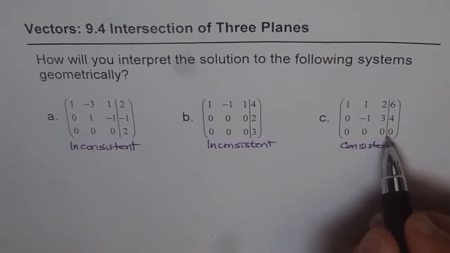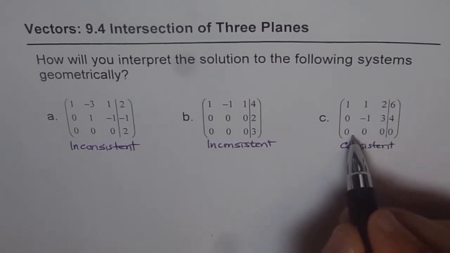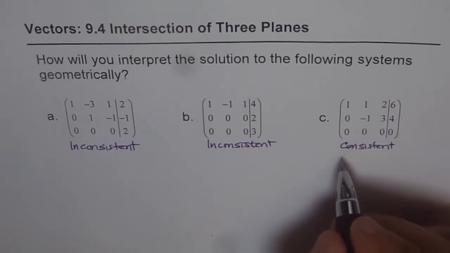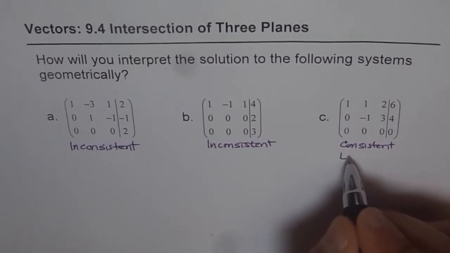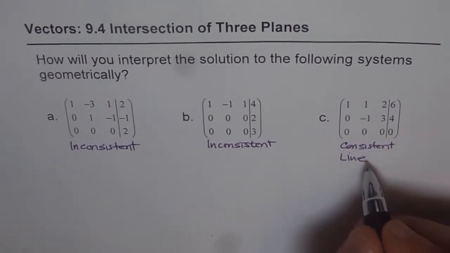Right? 0 equals 0 for all the values. Now here when we say 0 equals 0, that means we have one parameter. The next row is not 0 equals 0. So now we have one parameter, so the solution involves one parameter. That means the planes intersect in a line. So the intersection is a line. So a line is the solution here. A line has one parameter, so the intersection of all the three planes is a line. So that is what we see.